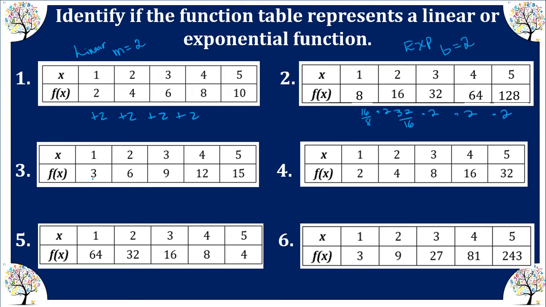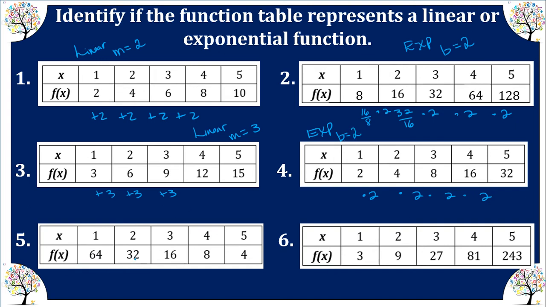Okay, our third example, from 3 to 6 to 9 to 12. It looks like we are adding 3 each time, so that has a constant rate of change. This is a linear function where our slope m is 3. In our fourth example, we have 2 to 4 to 8 to 16 to 32. This is multiplying, so we know this is an exponential function with a multiplier, a b value, of 2.